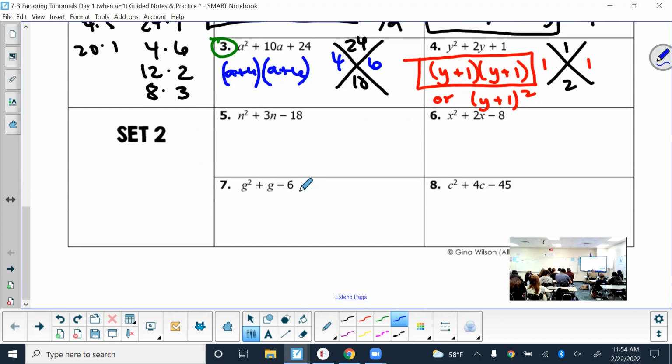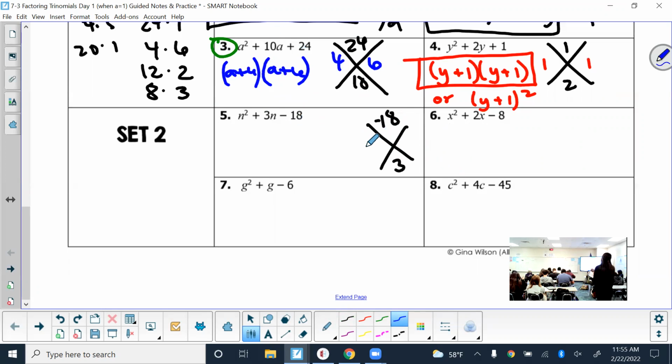So let's look at 5. So number 5, what number will go on top? A negative 18. So keep the sign that's in front of each term. What number will go on the bottom? And now if I need to find two numbers that multiply to a negative, what has to be true about one of those numbers?